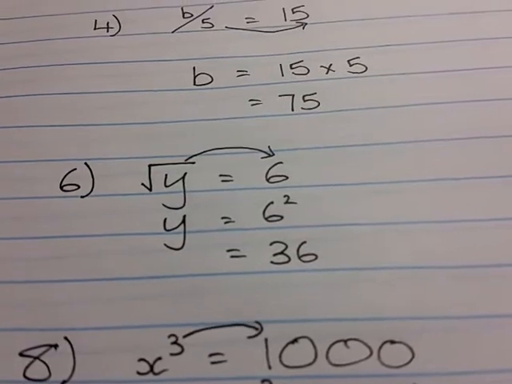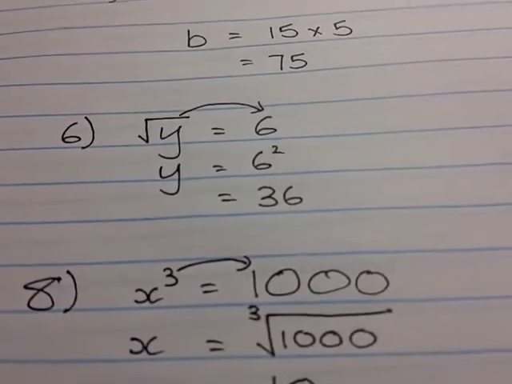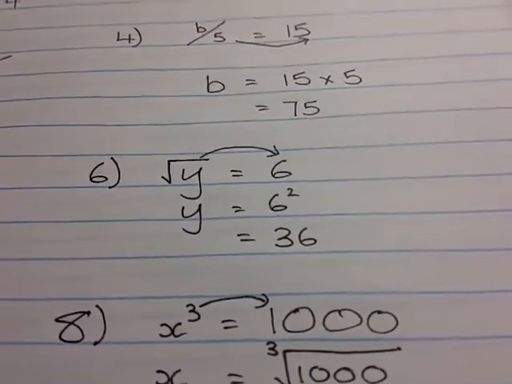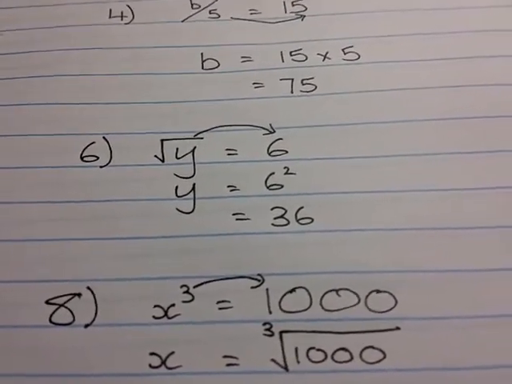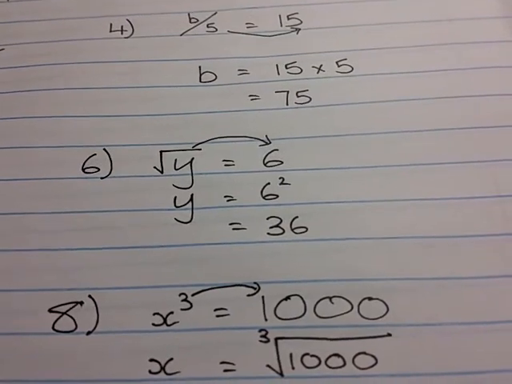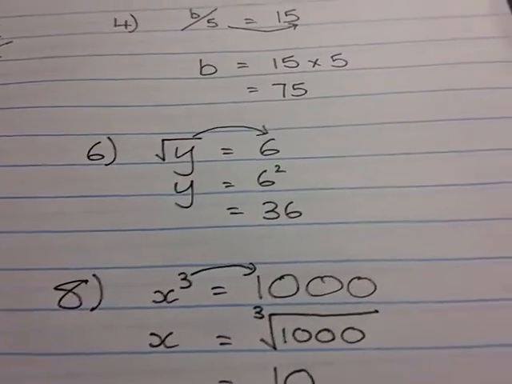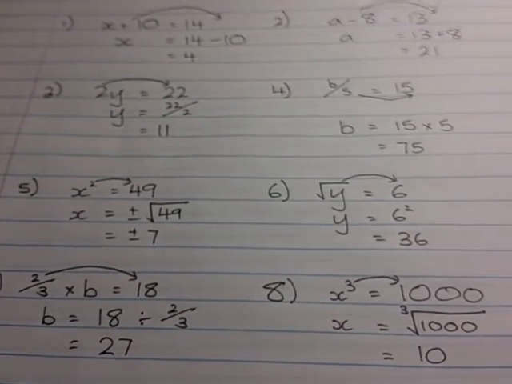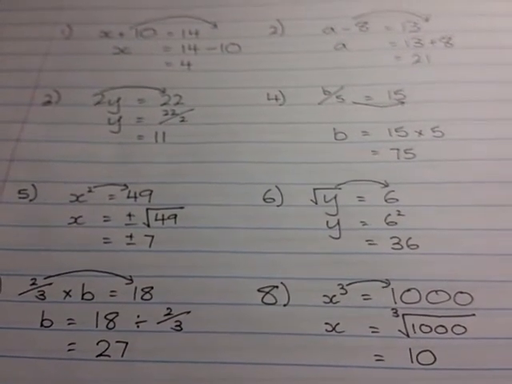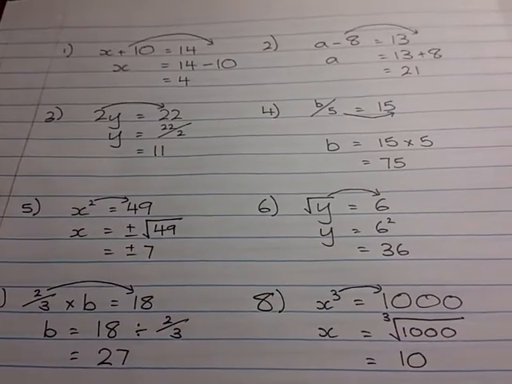Take the exponent 3 over to the right hand side. The opposite of exponent 3 is root 3, third root, cube root. So x is the cube root of 1000, which is 10. And that is our first lesson of algebraic equations dealing with one-step equations.